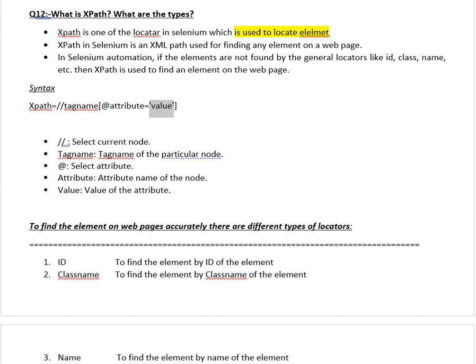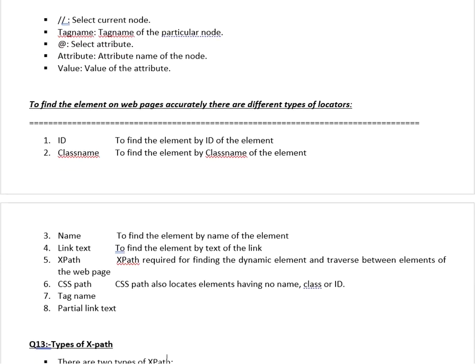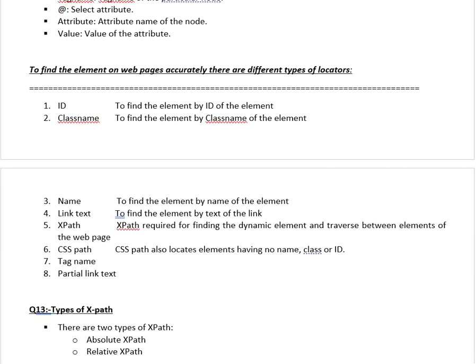Now to find the element on the web page accurately, there are different types of locators. As we have seen in the previous questions, locators are used to identify the web element on the web page. There are two types of locators, structure based locator and attribute based locator. Attribute locators mean ID, class name, link text, partial link text. And the structure based locator is related to the DOM, meaning XPath and the CSS selector. ID is to find the element by ID. Class name means to find the element by the class name of the element. Also name and link text are the same: by name we identify the element, or by link text we identify the link.